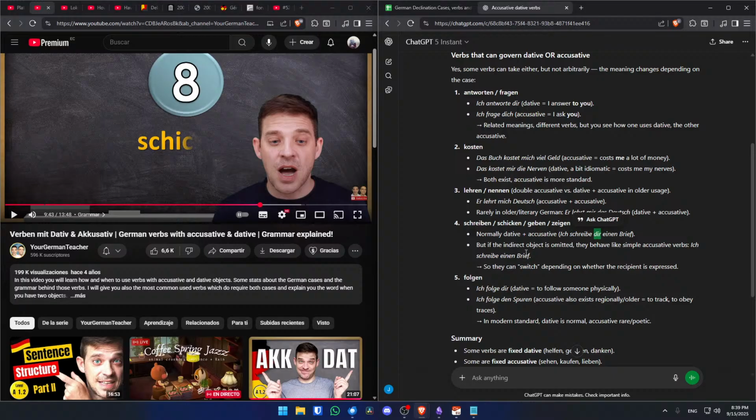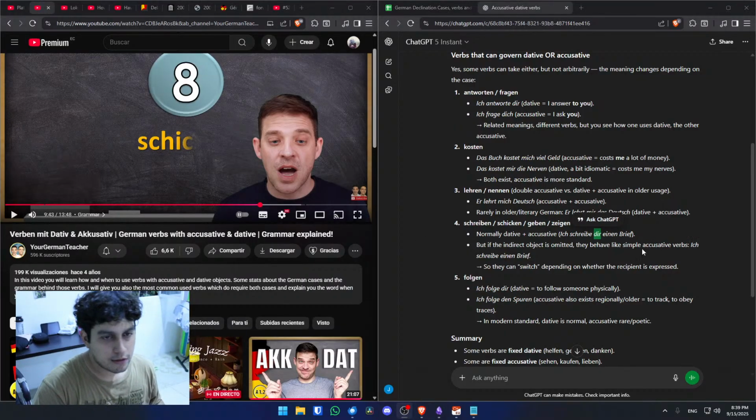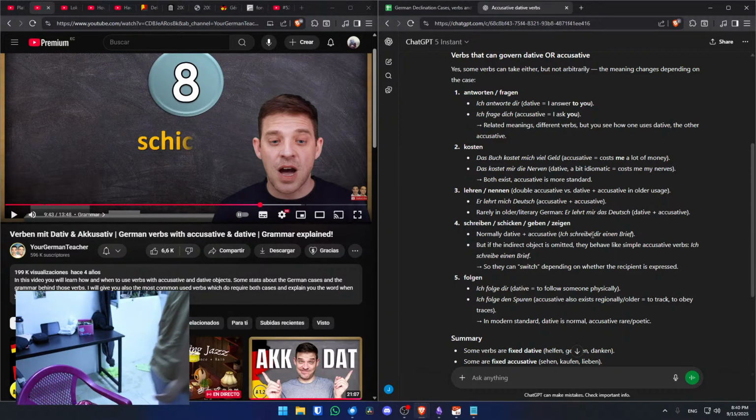So these verbs, I would interpret them in a way that the dative here is not because of the verb itself, because it's an indirect object. So I wouldn't say that this dative here is because of the verb. I would say that it exists because it's an indirect object.